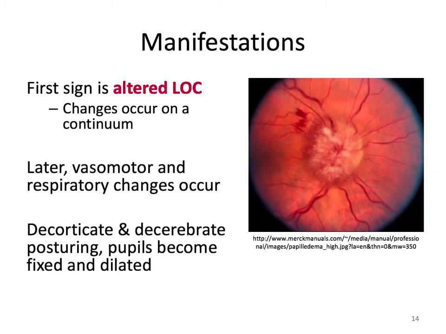The first sign of increasing intracranial pressure is altered level of consciousness. That's why it's so important to assess level of consciousness as an indicator for neurological changes. Later, you'll begin to see vasomotor and respiratory changes. Finally, as this progresses, you may see decorticate or decerebrate posturing, and pupils may become fixed and dilated. The image on the right shows papilledema, a common occurrence in increased intracranial pressure. This presents as blurring of the optic disc margins.